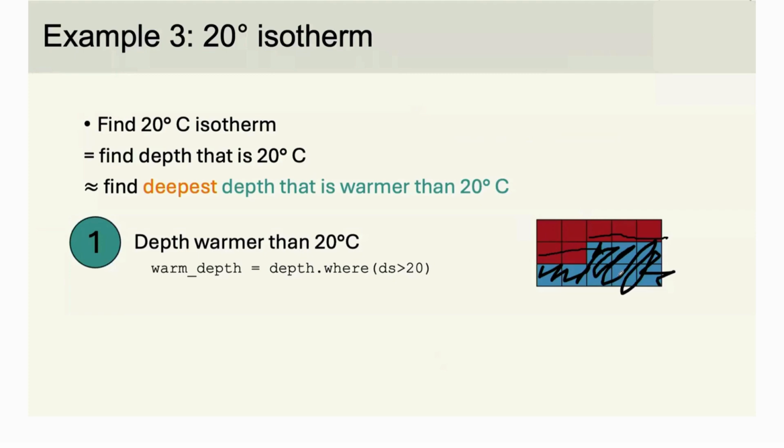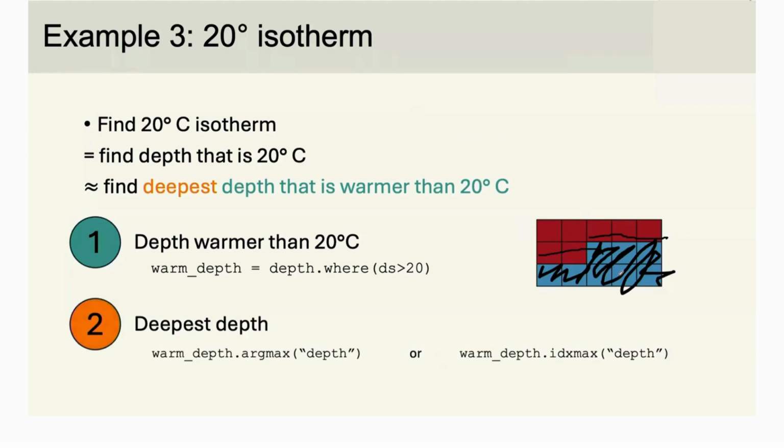But once you've gotten rid of all those deep depths, or like all the cold depths, you can find the deepest depth using something like argmax. So finding the argument of the maximum depth that hasn't been replaced by a nan in the where. Or you could use idxmax, which would give you the depth itself as opposed to the index of that depth. That's the deepest bit we haven't gotten rid of in this first step.